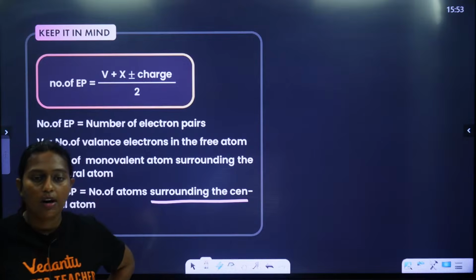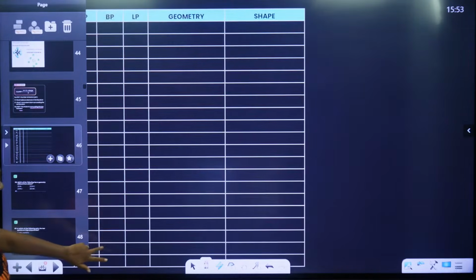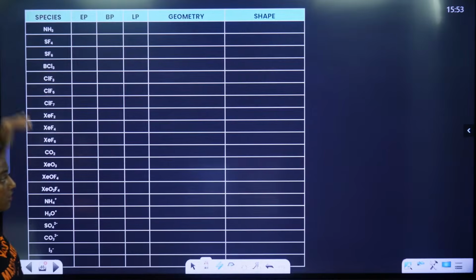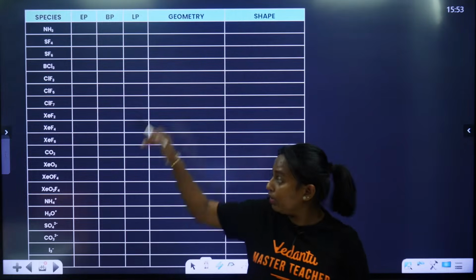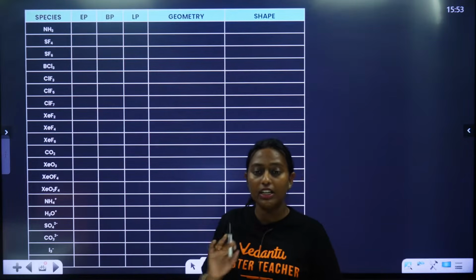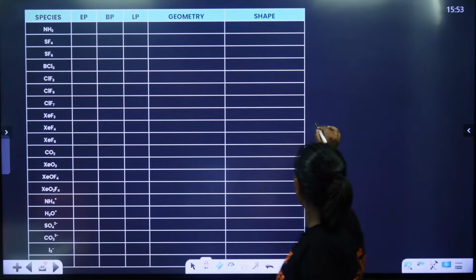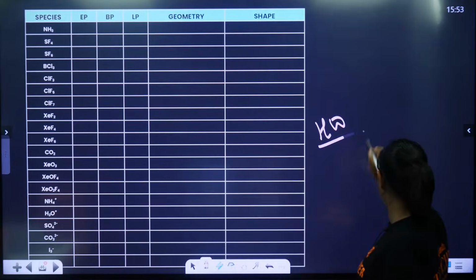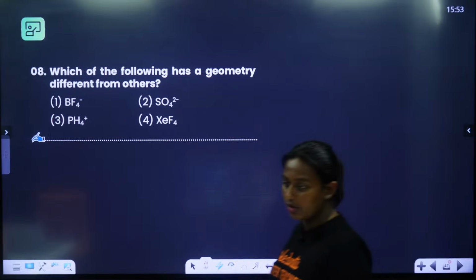So I will give you one question that you can do. Before that guys, this list is very important. You can expect questions from this list. In your NEET exam, if they ask, they will only ask these species. So if you want, you can do it as homework. Next is a question, you can do the answer.